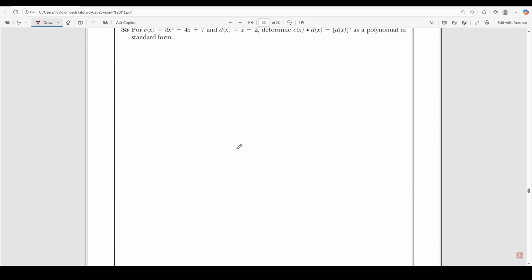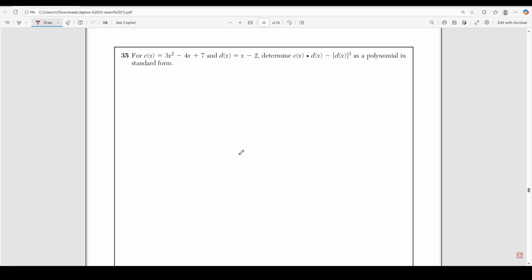So number 35 says for c of x and for d of x, determine c of x times d of x minus d of x to the power of 3 as a polynomial in standard form. So all we have to do here is just multiply these two out. So we know c of x is 3x squared minus 4x plus 7, and we're multiplying that by x minus 2, okay? And I'll write that in the opposite way to make it easier for ourselves.